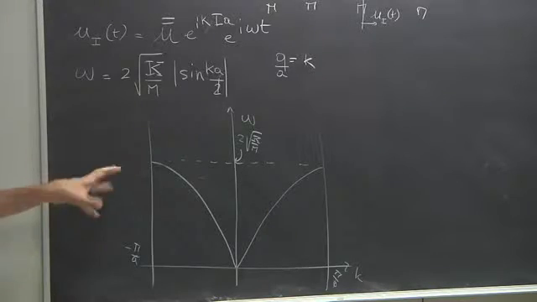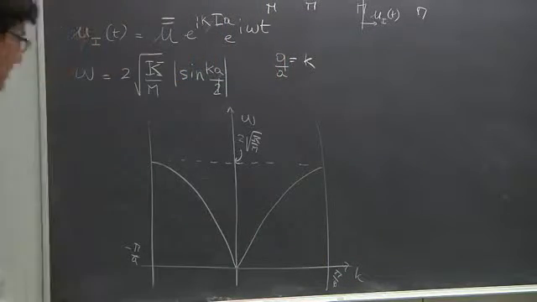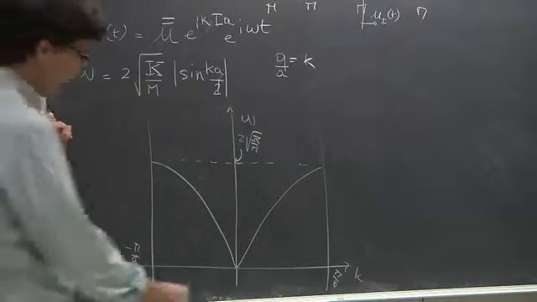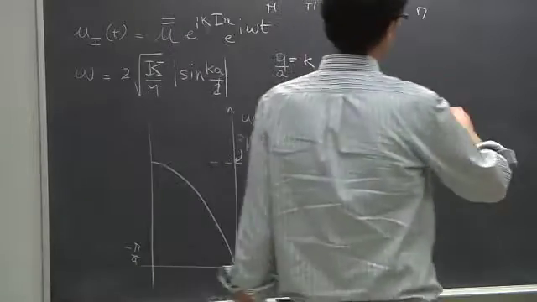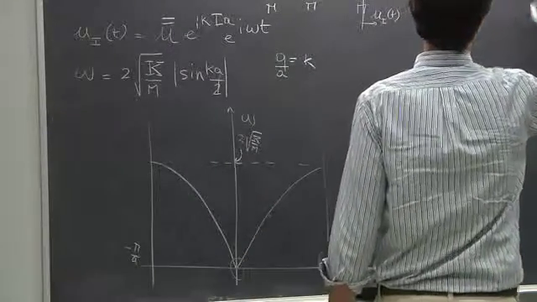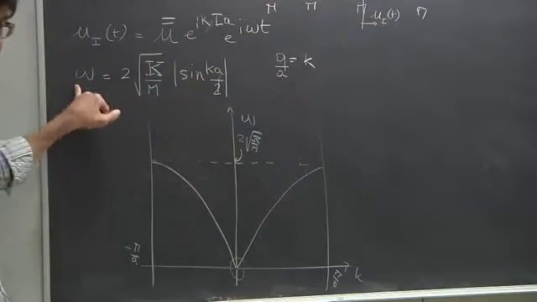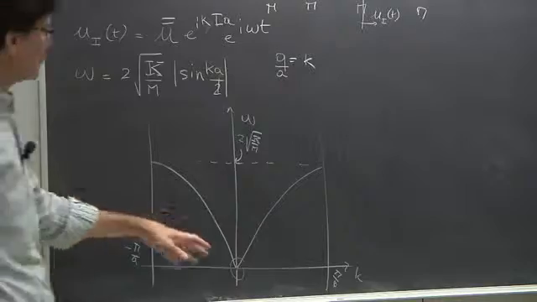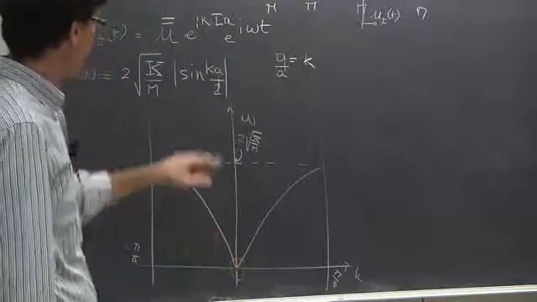Now, I promised we would analyze these results. We will discuss these results qualitatively. So let me make a number of statements about these results. Now, the first one is about the result at q equals 0. So when k is equal to 0, the frequency is exactly 0.